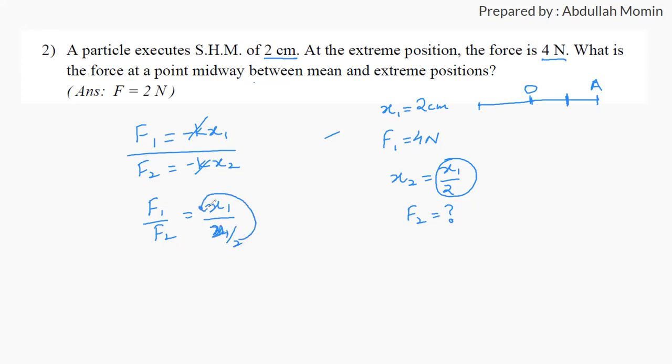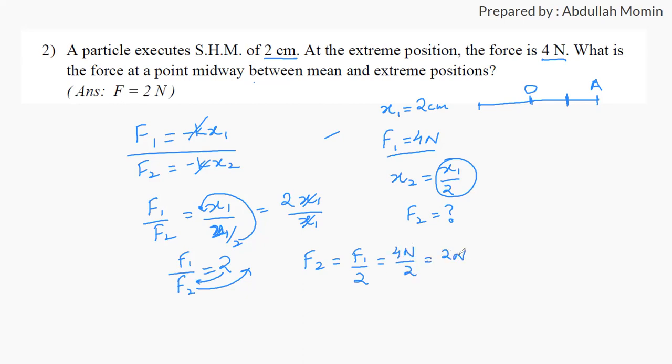The denominator of the denominator becomes the numerator. So 2x1 upon x1, x1 gets cancelled. So we can write F1 upon F2 is 2. Now F2 goes in place of 2 and 2 comes in place of F2. So we can write F2 is equal to F1 by 2. And what is F1? F1 is 4 Newton. So 4 Newton by 2, that is 2 Newton. So F2 is 2 Newton. The force at a point midway between mean and extreme position is 2 Newton.